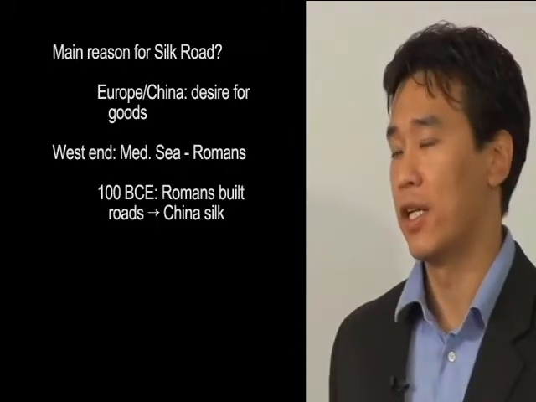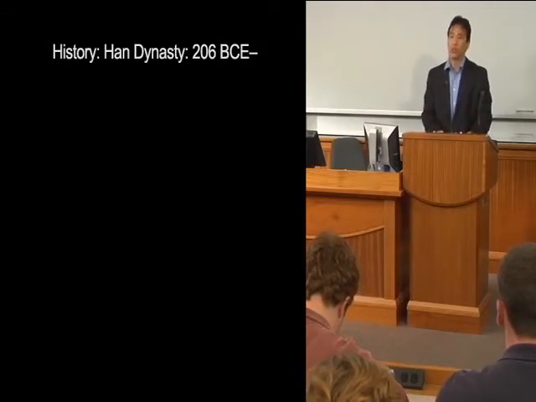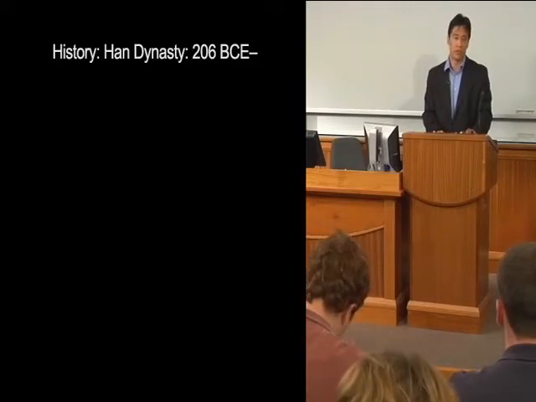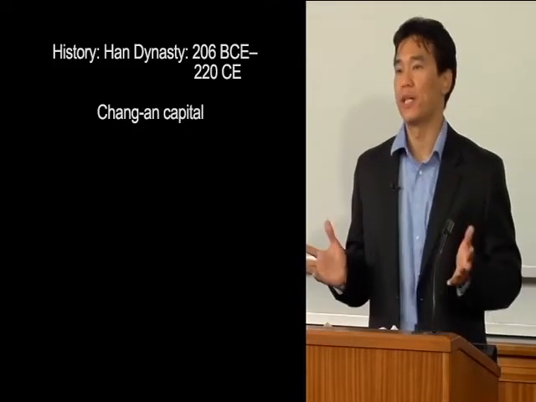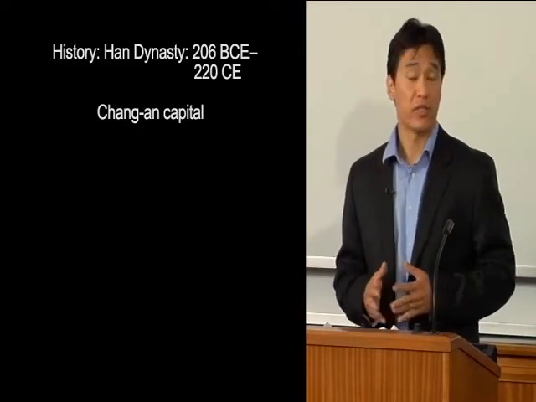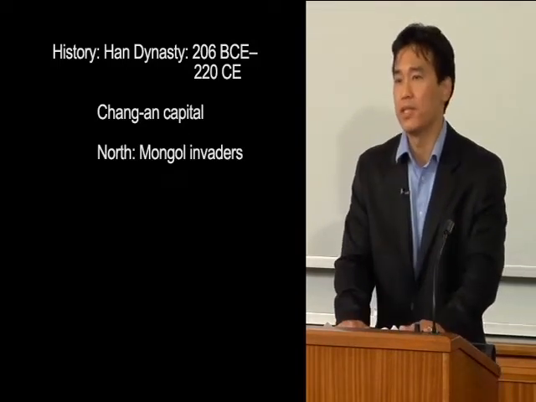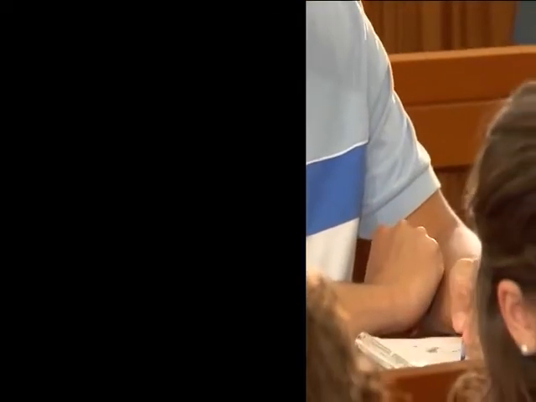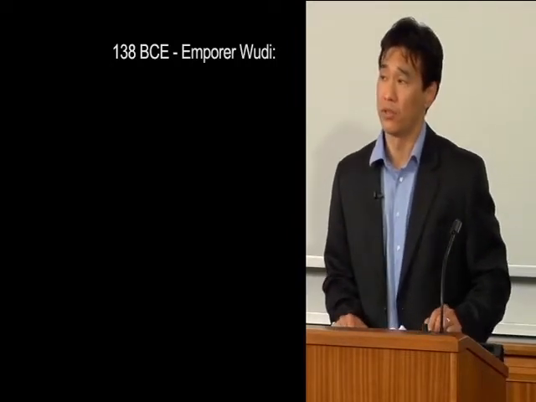Meanwhile, from the east end in China, the Han Dynasty was in power. We have to review a little history at this point. The Han Dynasty ruled China from 206 BCE to 220 CE, as I mentioned, and Zhang'an was the capital. But because China was so big, it was very difficult to defend, especially against the Mongol invaders from the north. So in 138 BCE, Emperor Wudi, that's W-U-D-I, sent a group out to western China to recruit fighters for the conflict with the Mongol invaders.